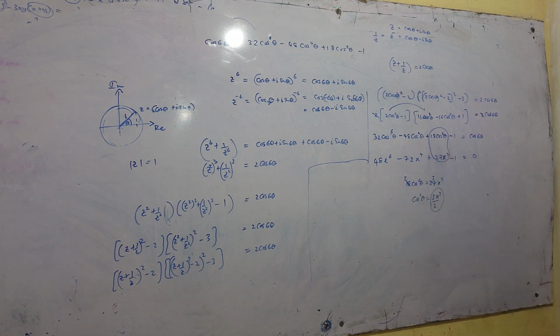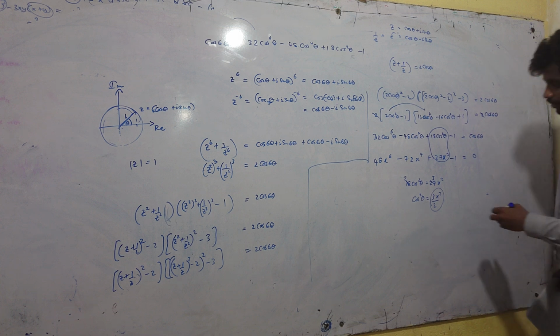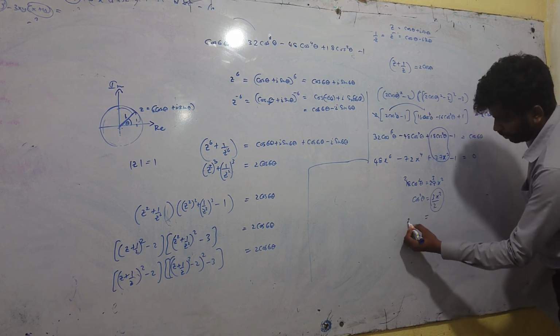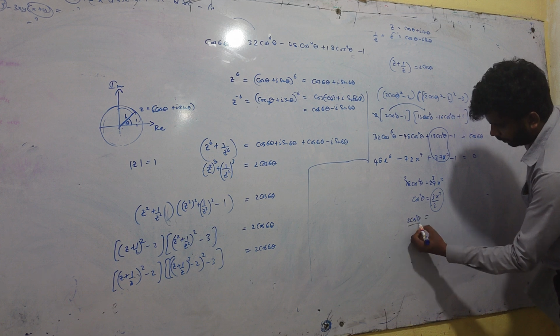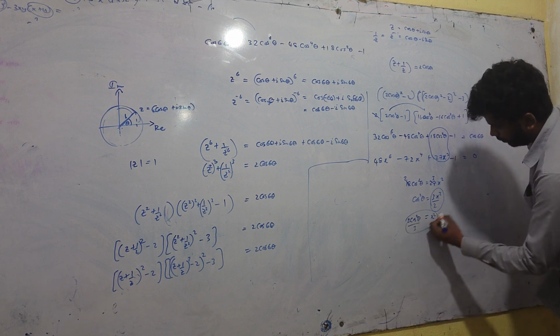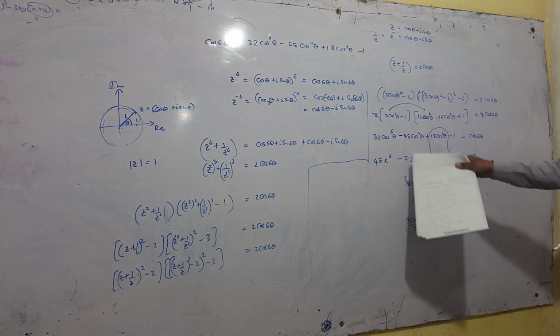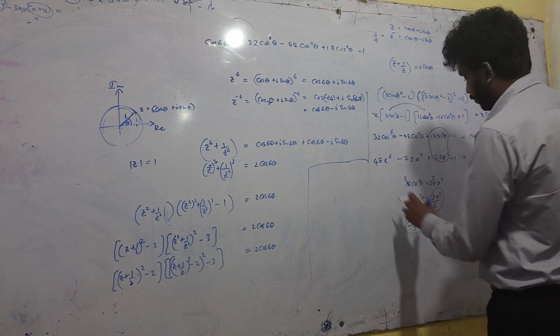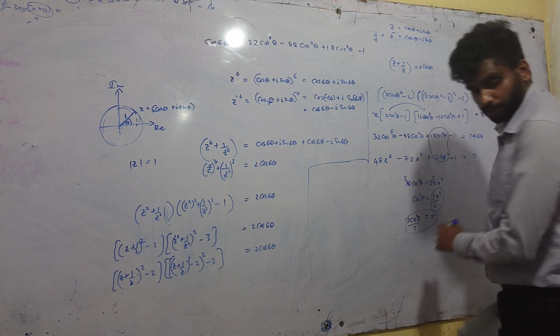Otherwise, instead of x squared, when you substitute 2 cos squared theta over 3, this is x squared, right? This one. Look at this, please.